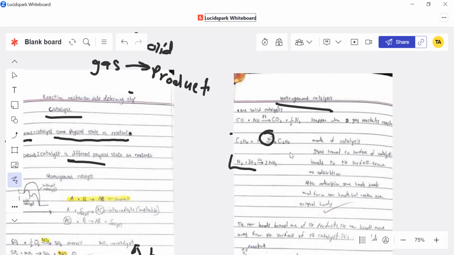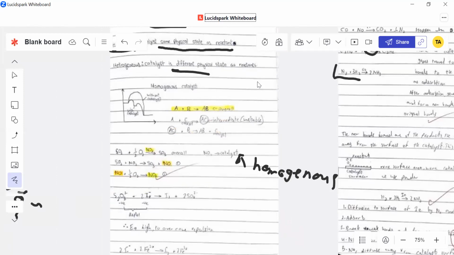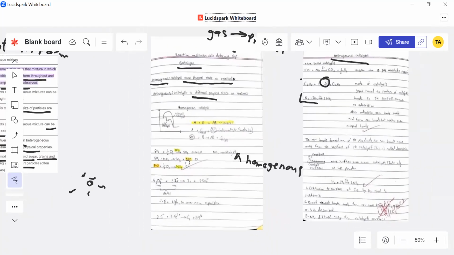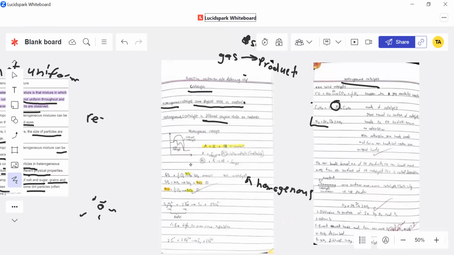And the mode of action of both of these catalysts is different, so I'll explain that before I get to this part. Now, what does a catalyst do? A catalyst simply reduces the activation energy of a reaction. So let me zoom in right here.